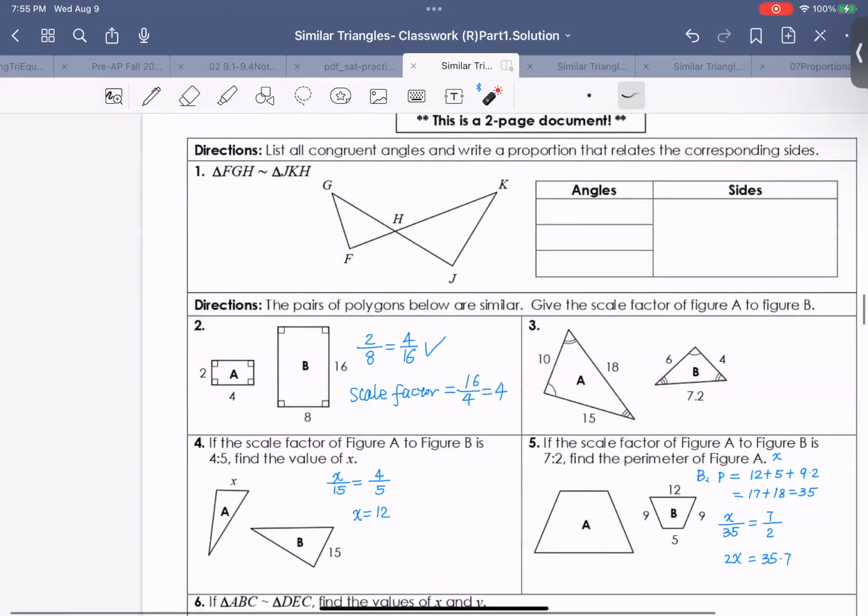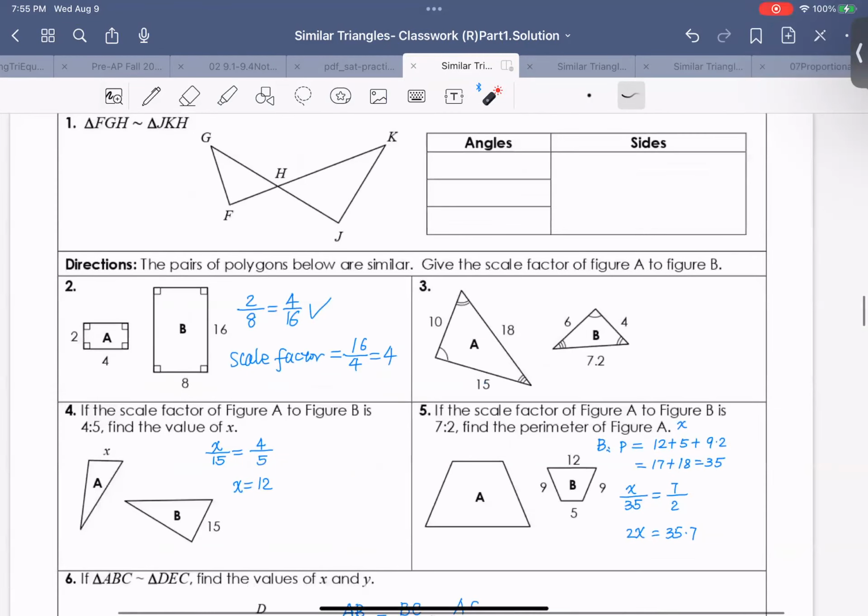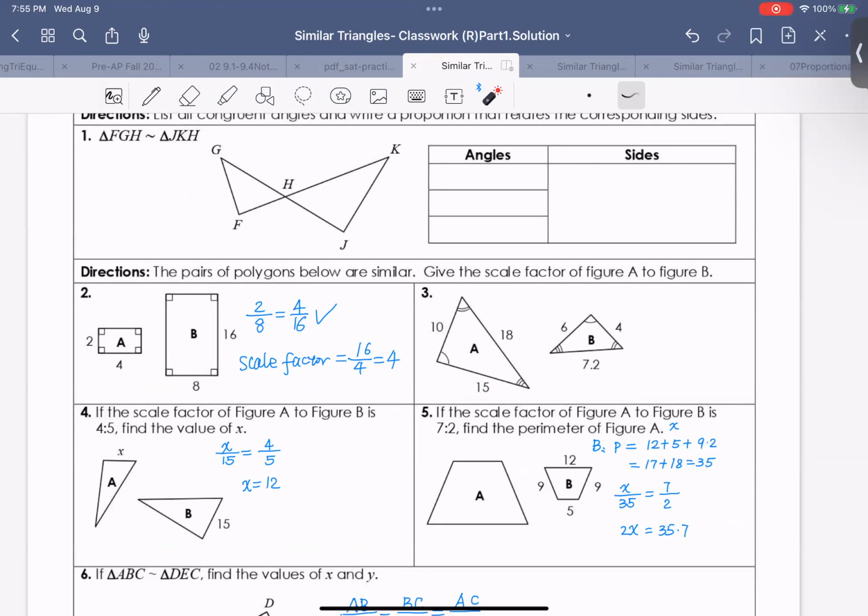Here we will see those scale factors, not only just the triangles, but also the rectangles. When you do the scale factor, you want to pay attention to the way we call it. If I say scale factor from A to B, then you will do the B over A. You do the B dimension over the A dimension.